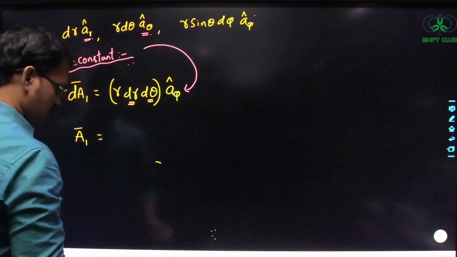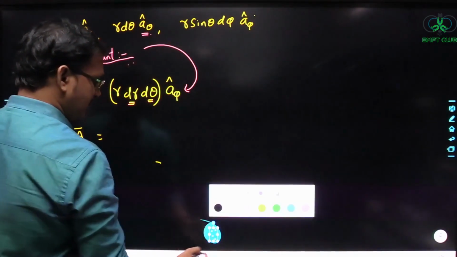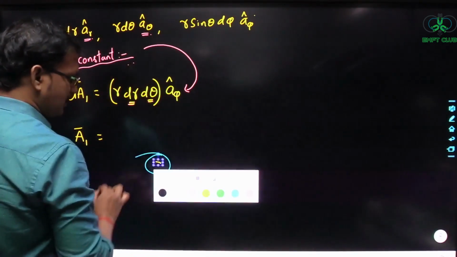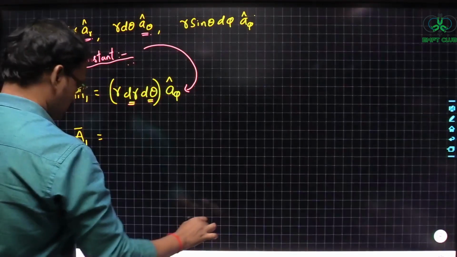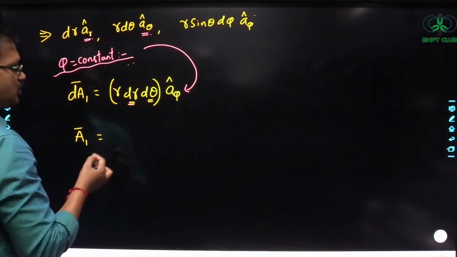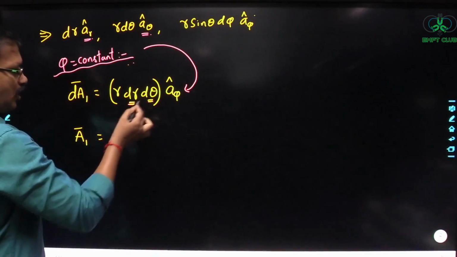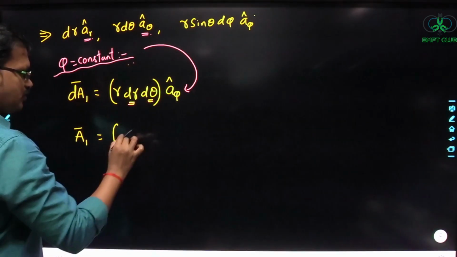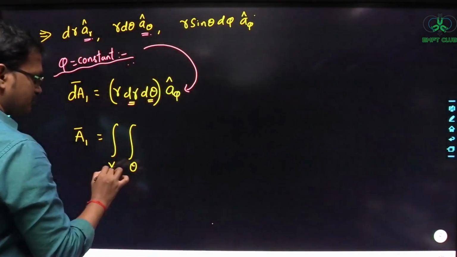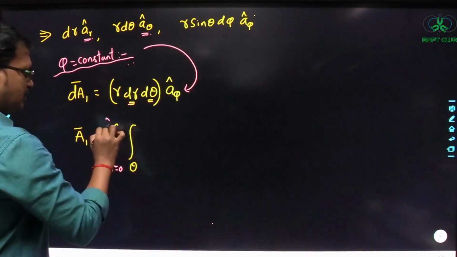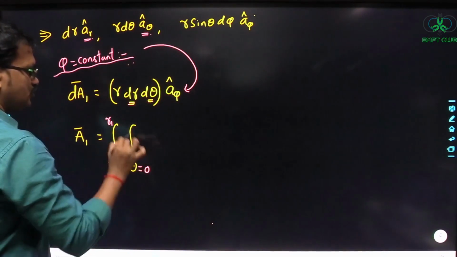Okay, so let us check whether we are getting the surface area of a semicircle mathematically or not. So what you have to do here is integrate with respect to r and theta. Let us say r is varying from 0 to r1 and theta is varying from 0 to pi.